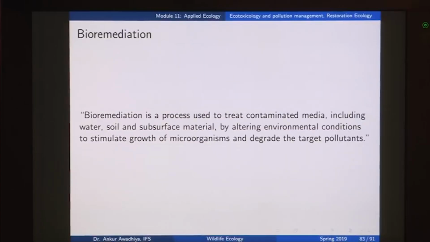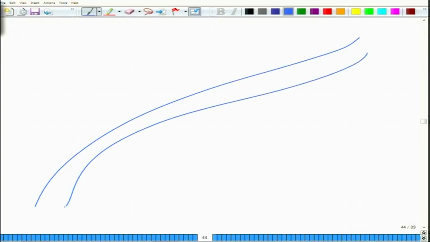Now, one other thing that has come up these days is known as bioremediation. So, bioremediation is a process that is used to treat contaminated media, including water, soil and subsurface material, by altering environmental conditions to stimulate the growth of microorganisms and degrade the target pollutants. So, essentially what we are saying is that you have a particular stream, and in this stream, suppose there is some heavy metal that is coming from a nearby hill. So, you have these hills, and because they are rich in heavy metals, there is certain stream that is bringing these heavy metals into your river.